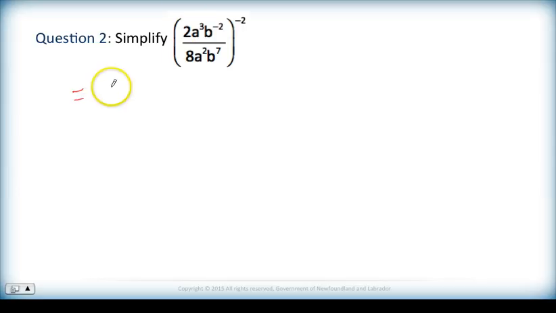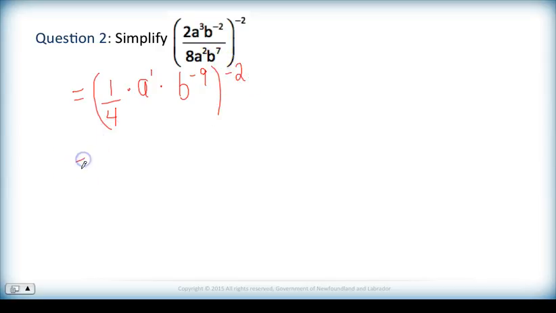So 2 divided by 8 is going to give us 1/4. We have the base of a. We are dividing, so you have to subtract the exponents. 3 take away 2 is going to leave us with a to the exponent of 1. And this is all multiplied, so we're just going to put multiplication there as dots. Then we have our base of b. Again, divide, so we have to subtract our exponents. -2 subtract 7 is going to give us b to the -9. And all of that is being raised to the exponent of -2 after.